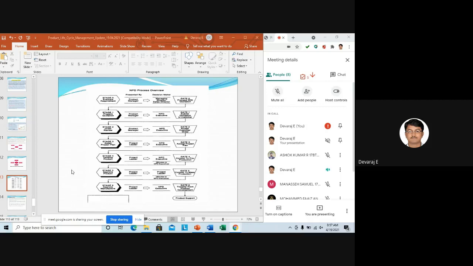So does anyone have any doubts in this? So this is the process which they will follow for a new product development phase. New product development process overview. So if you are going for new product development, this is the process which they will follow in the company. Next, we'll go for the next slide.